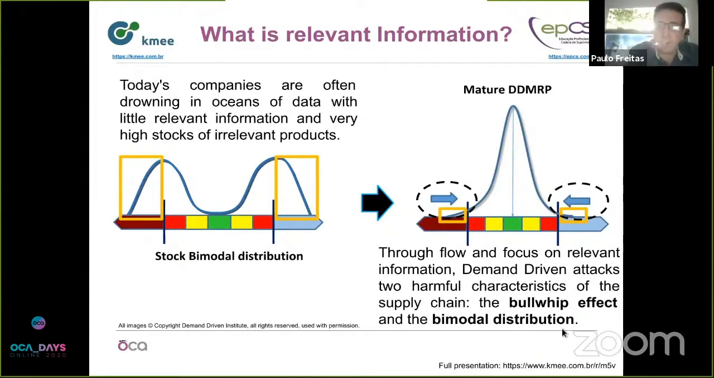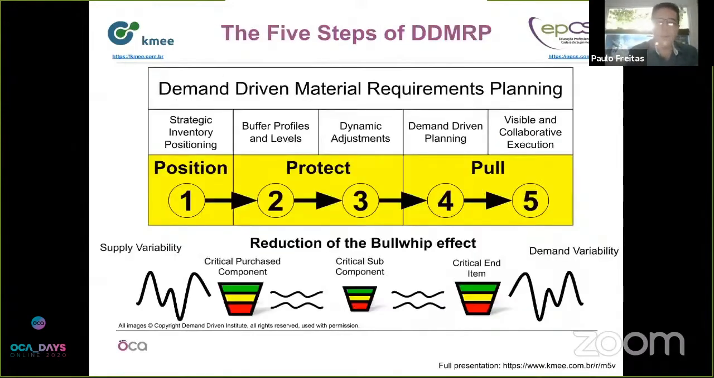So through flow and focus on relevant information, demand-driven attacks two very harmful characteristics of the supply chain: the bullwhip effect and the bimodal distribution. So I've shown you the bimodal distribution. Next slide, Louis. I'm going to show you now a little bit about the bullwhip effect. First of all, the methodology is actually made up of 5 steps. And I'm going to show you a little bit about number 1 and also talk about the reduction in the bullwhip effect. Number 1 is called positioning your buffers correctly in your supply chain.